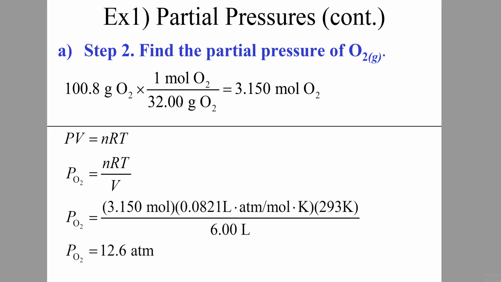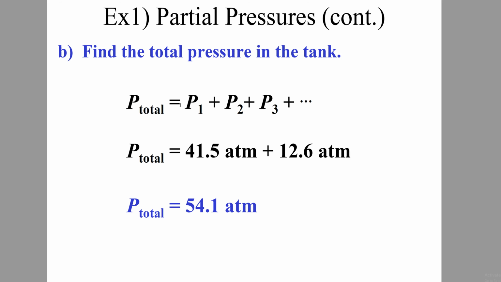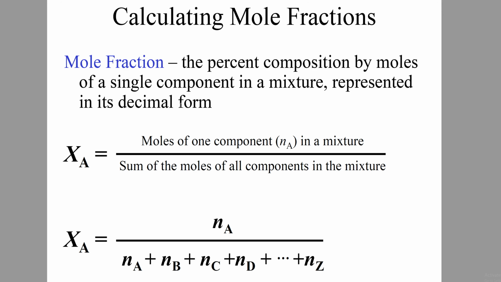And again, going along that same logic, we're going to find the total pressure of the tank. Because we have these two gases, we're going to sum them. According to Dalton's partial pressure law, the total pressure equals 54.1 atm. So you're adding the 41.5 from the nitrogen and 12.6 for the oxygen.